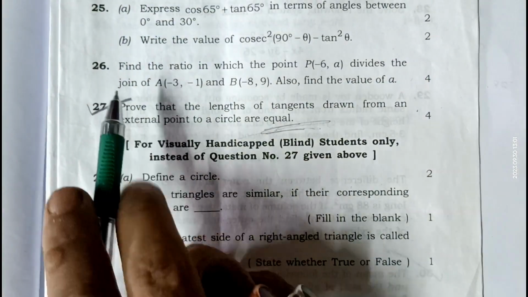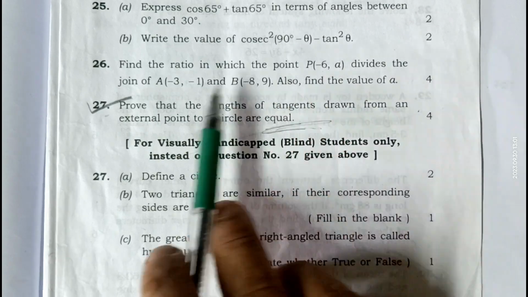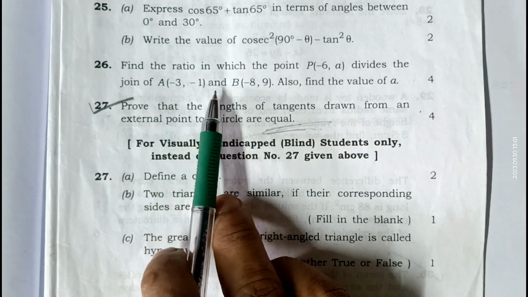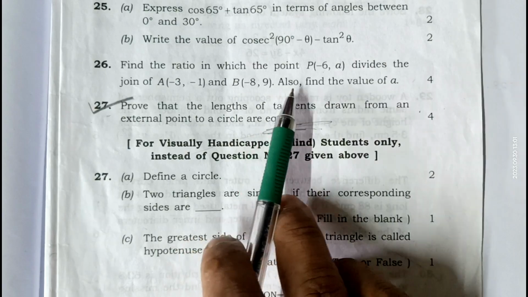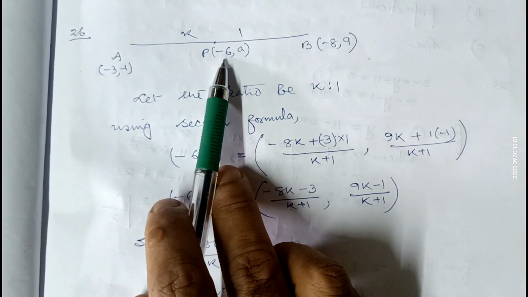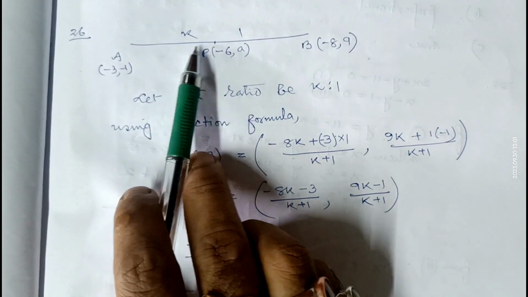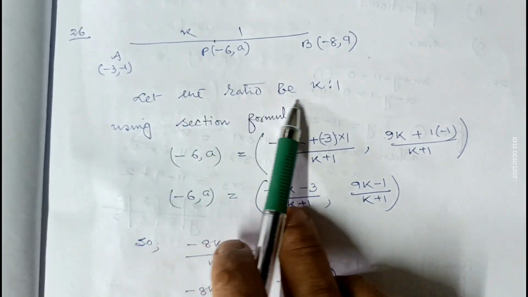Question number 26. Find the ratio in which the point P(-6, a) divides the join of A(-3, -1) and B(-8, 9). Also find the value of a. Here it is given that point P(-6, a) divides AB. Let the ratio be k is to 1.